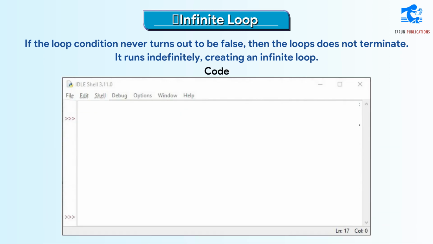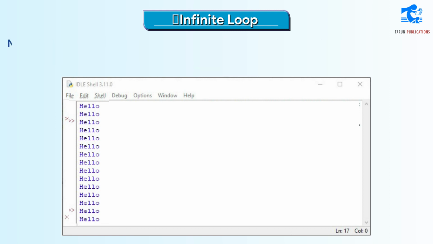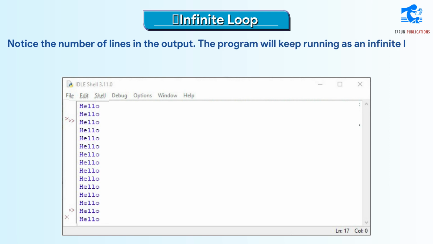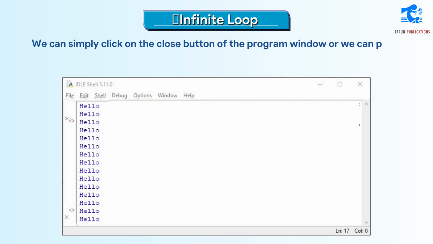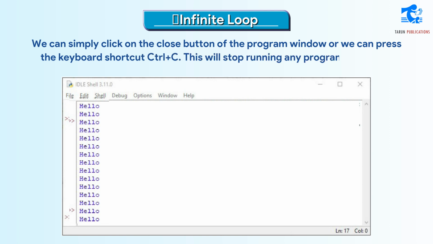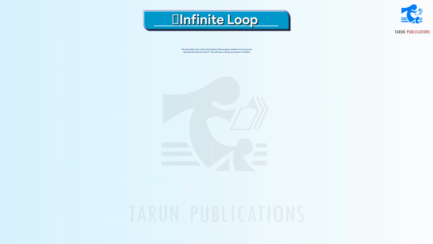Code. Output. Notice the number of lines in the output. The program will keep running as an infinite loop. We can simply click on the close button of the program window, or we can press the keyboard shortcut Ctrl+C. This will stop running any program in Python.